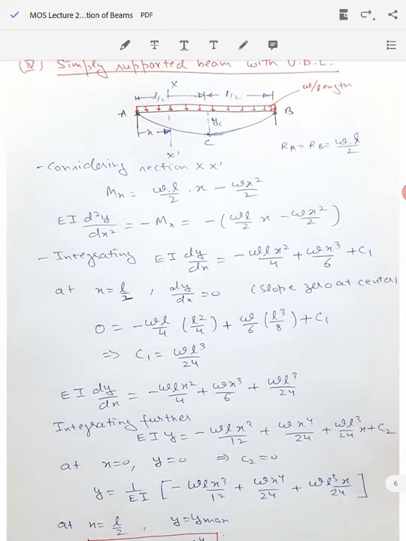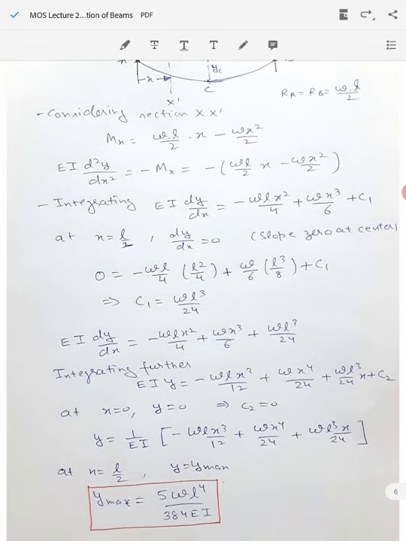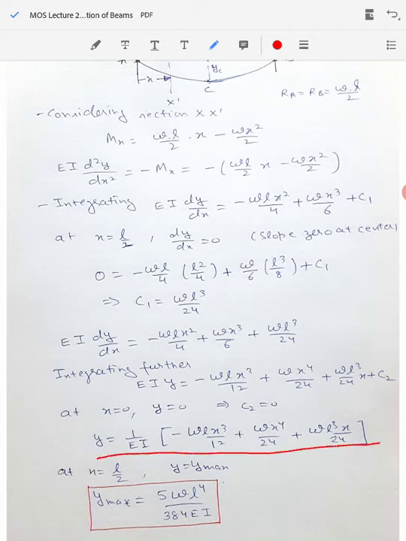Now for the boundary condition here, at x equal to 0, that means at the support end, we know that the deflection is 0. So this will give us C2 equal to 0. So you substitute x equal to 0 and y equal to 0 here. This is going to give us C2 equal to 0. So the second constant of integration is 0. This finally gives us the expression for the deflection of the beam along x.